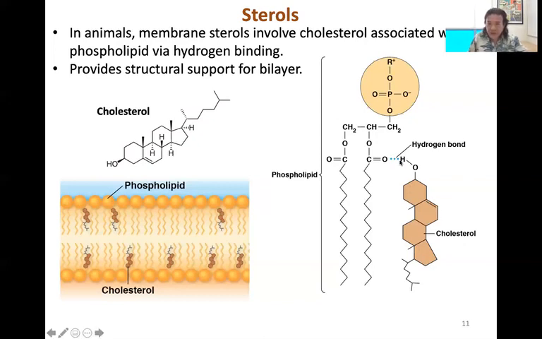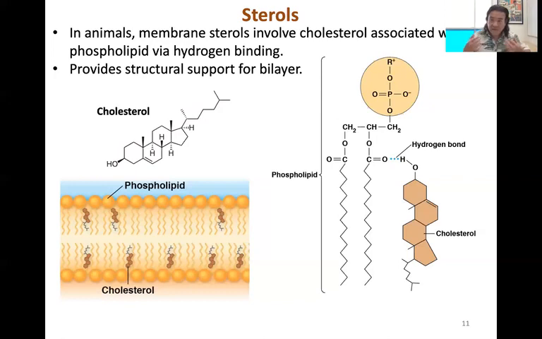You can see the cholesterol molecule here interacts through hydrogen bonds with the phospholipids. So as a result, throughout your phospholipid bilayer, you have these cholesterol molecules in there. And that actually helps maintain the proper spacing and structure of your cell membrane. As I mentioned, cholesterol is also the starting point for your body making things like steroids.